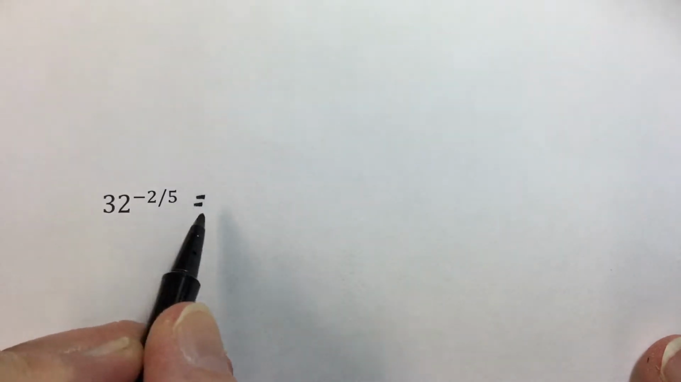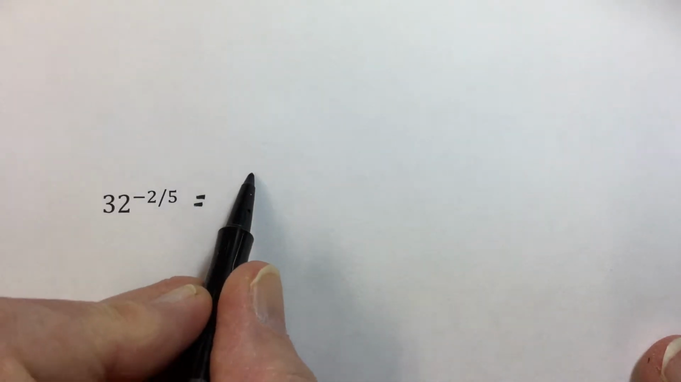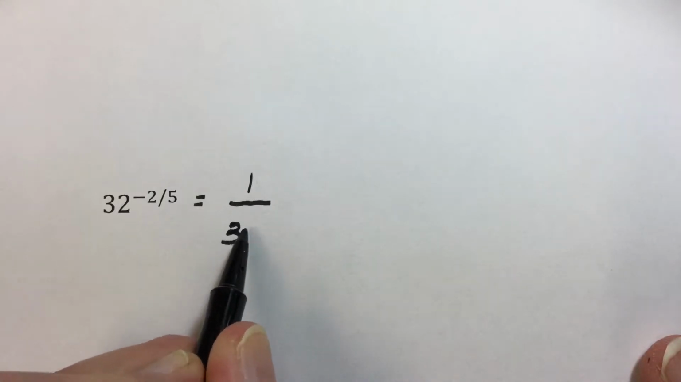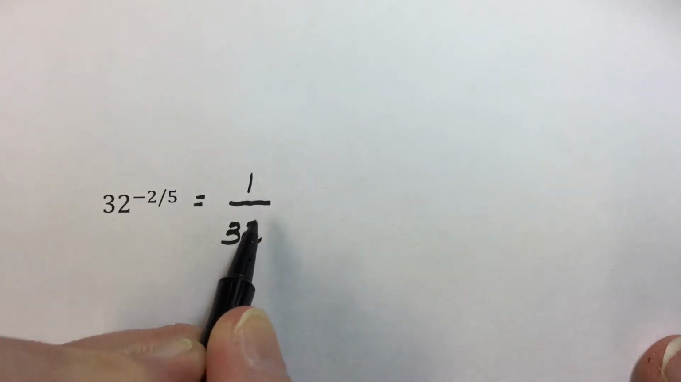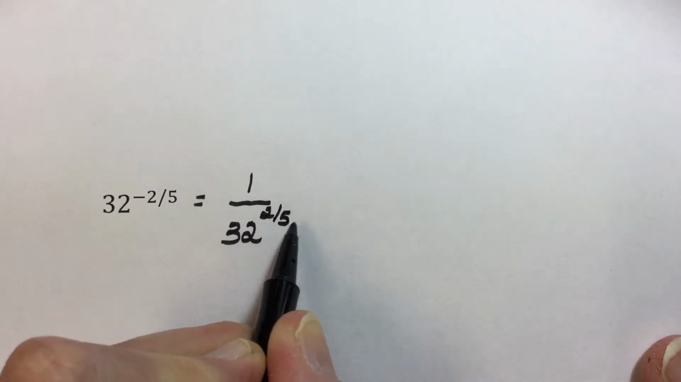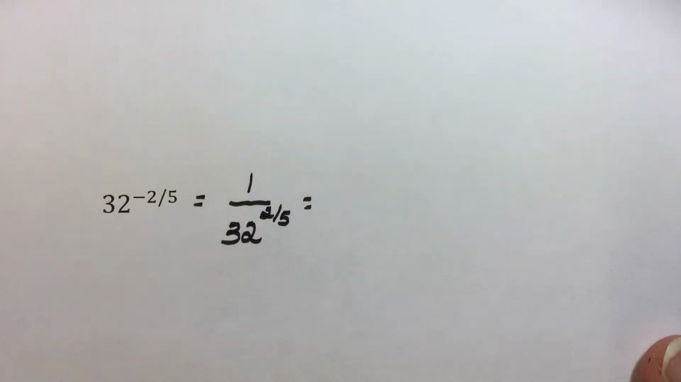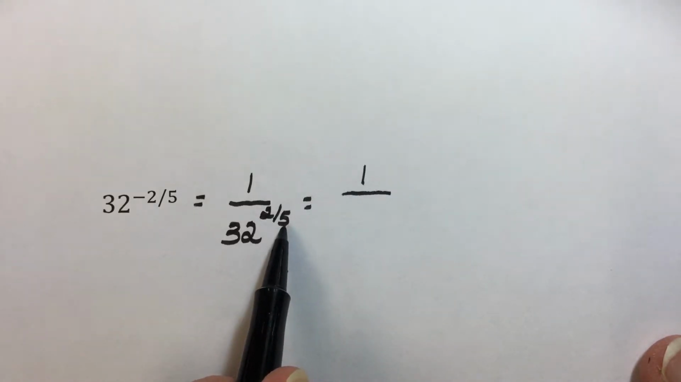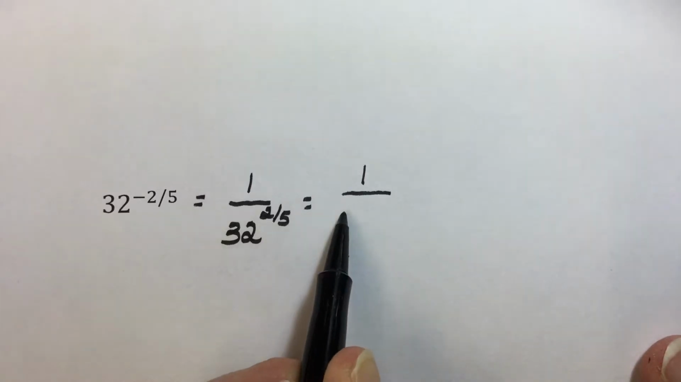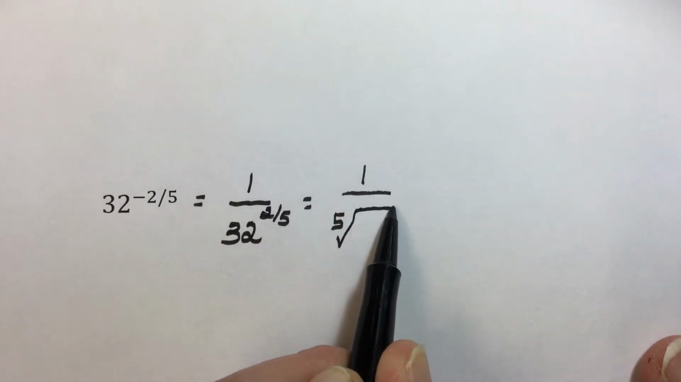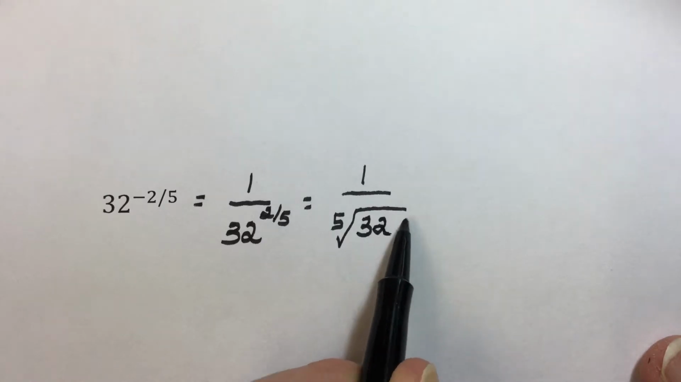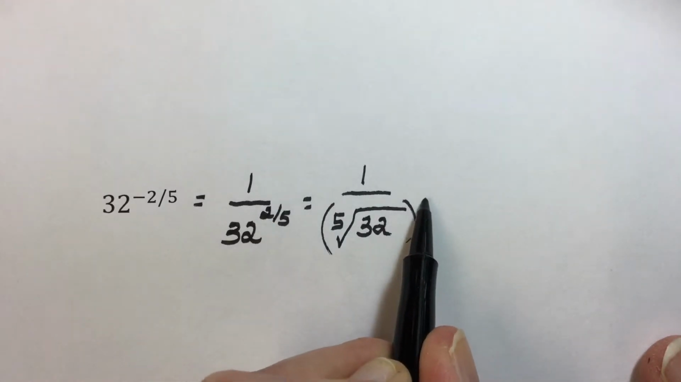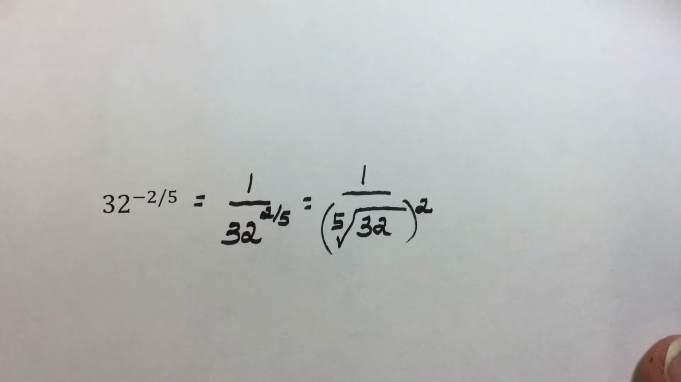Here we have another example of a base with a negative rational exponent. To eliminate the negative, we will take this term to the denominator and have an equivalent of 1 over 32 to the 2/5 power. Then, dealing with a rational exponent, the denominator of that exponent is the root on our radical, so we're going to take the 5th root of 32 and then raise that to the 2nd power for an equivalent expression.